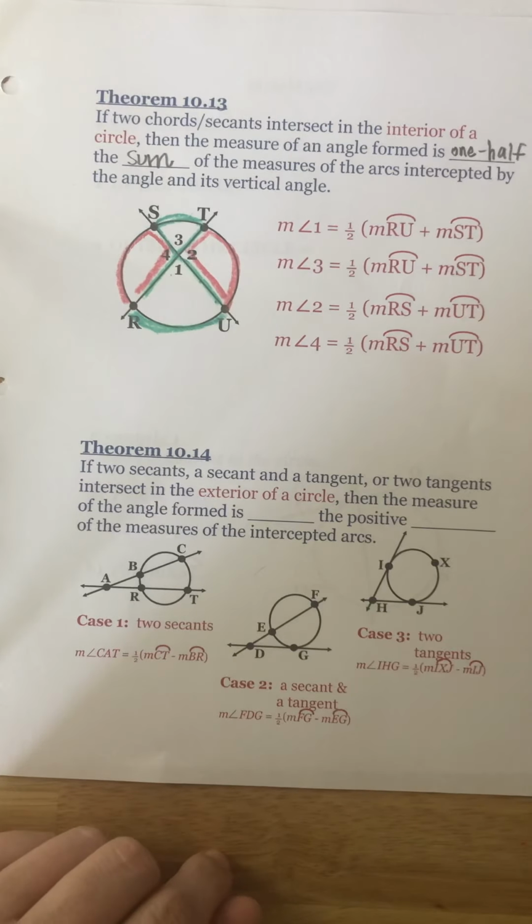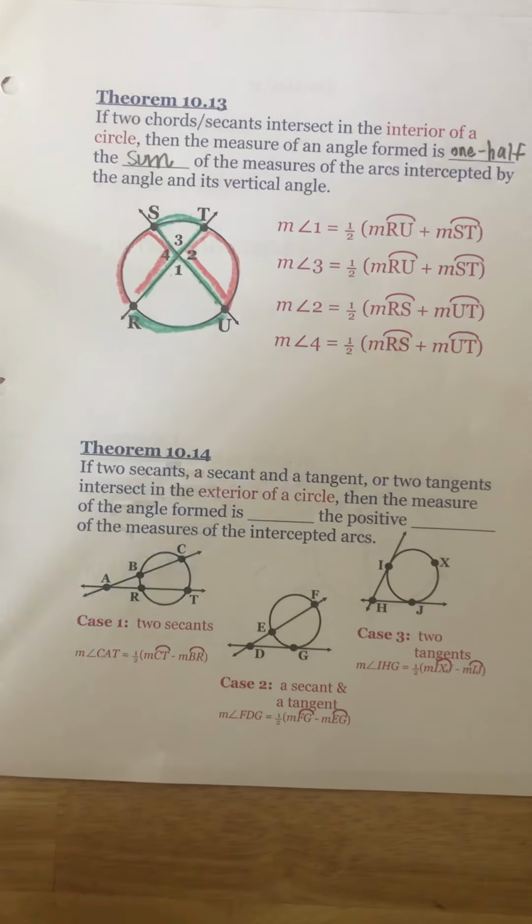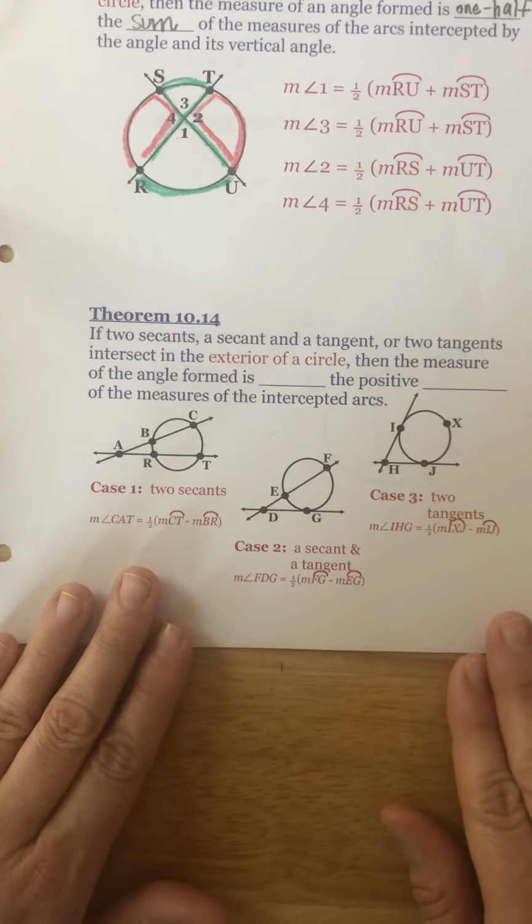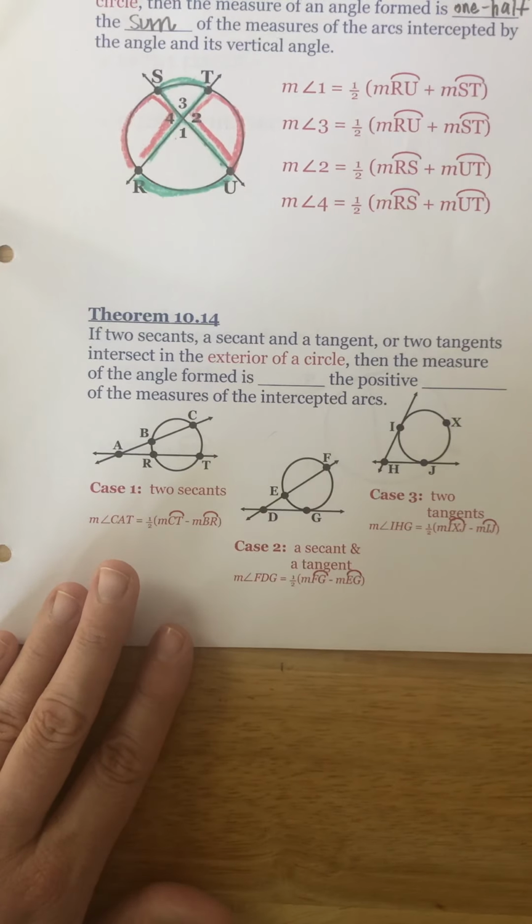So if they intersect inside of the circle, you're going to take the intercepted arcs, add them together, and then chop that in half. All right, we have a different scenario for this next theorem.